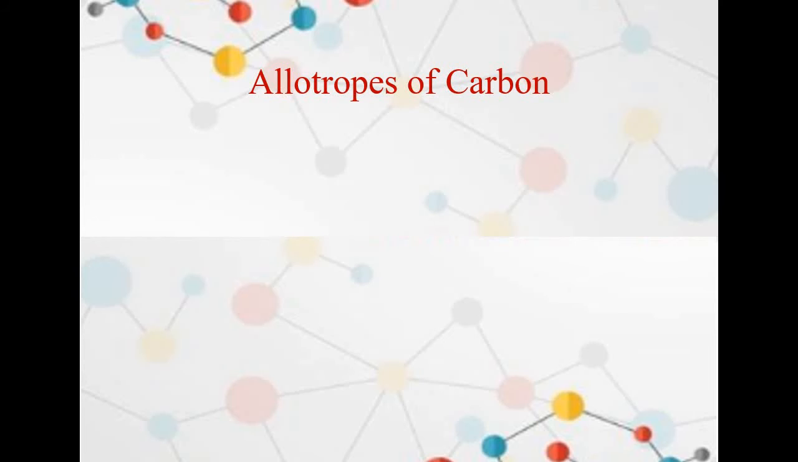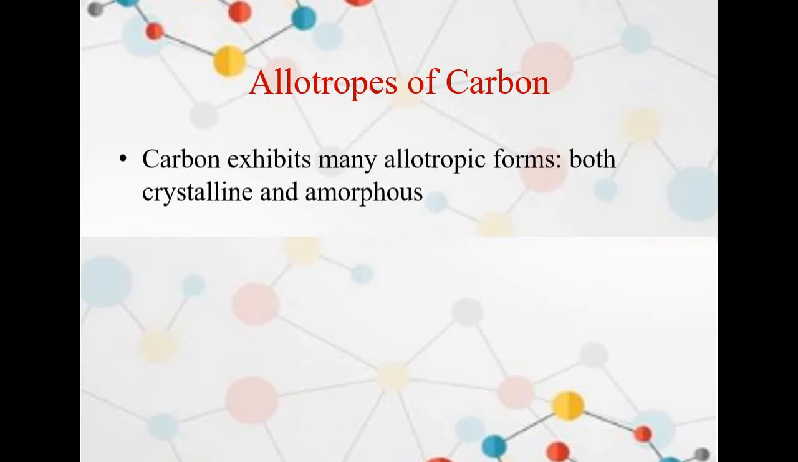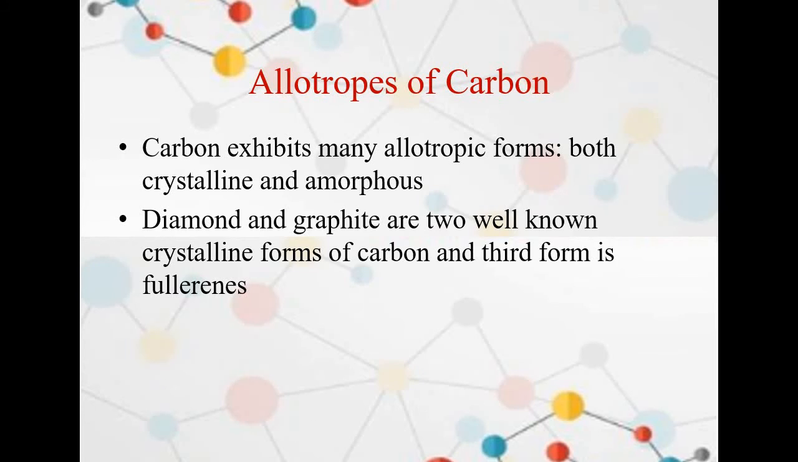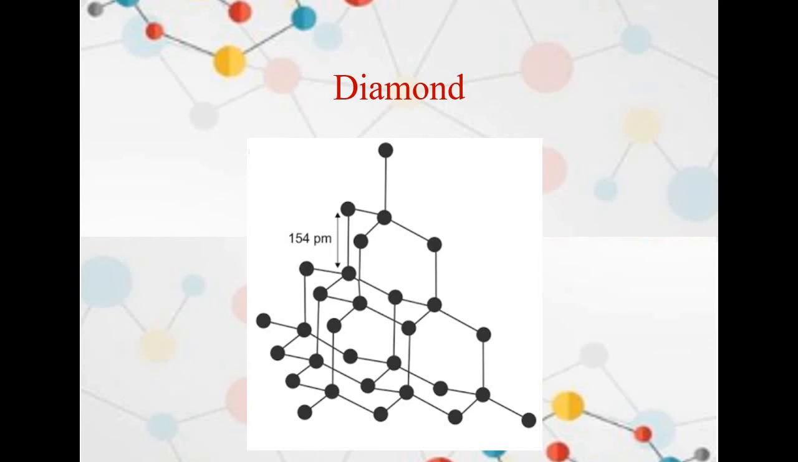Then we are moving to the allotropic forms of carbon. Carbon exhibits many allotropic forms, both crystalline and amorphous. Diamond and graphite are 2 well-known crystalline forms of carbon, and the third form of carbon is known as fullerenes. Diamond and graphite are the 2 well-known crystalline forms of carbon, and the third form is fullerenes.